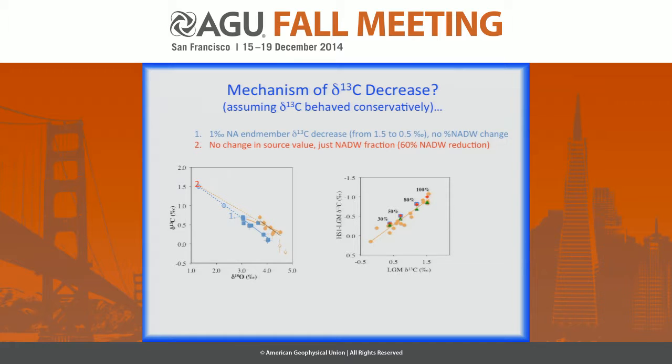The results of those two scenarios are shown by red and blue dots, and we see that they fall quite close to the data, as does an intermediate scenario where about half of the decrease is due to a change in the source value, so the North Atlantic NADW end member value of 1 per mil, and the rest due to a water mass fraction change.